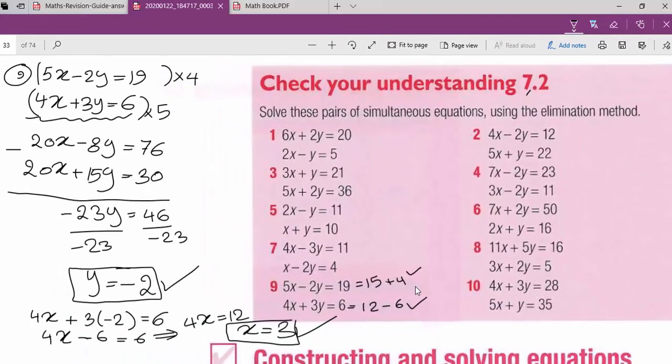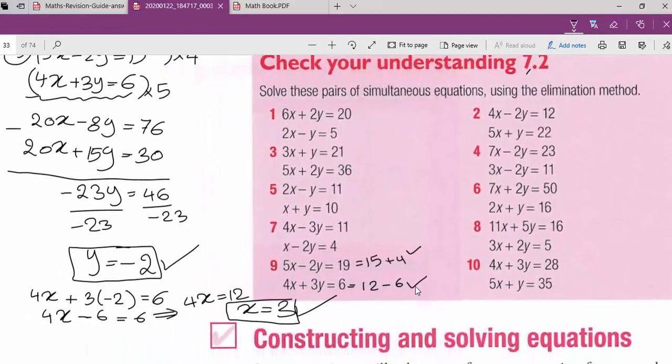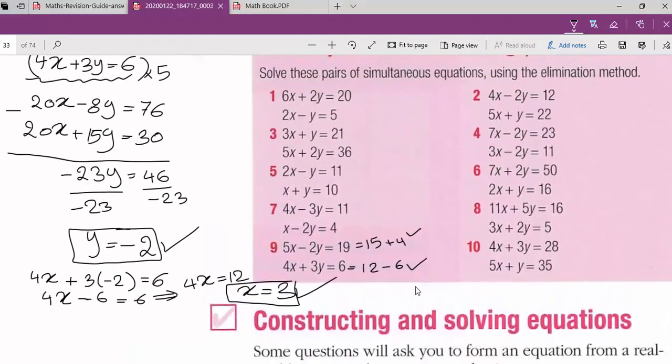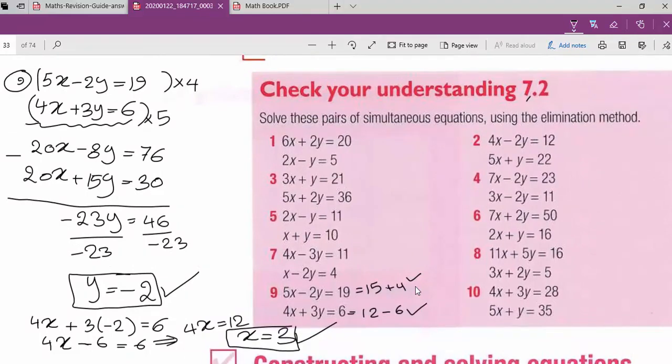Done. We did this question because we found the value of x and the value of y. The rest, the questions that I didn't do in this tutorial, are your task. Do it on your own. Comment below whatever question you have.